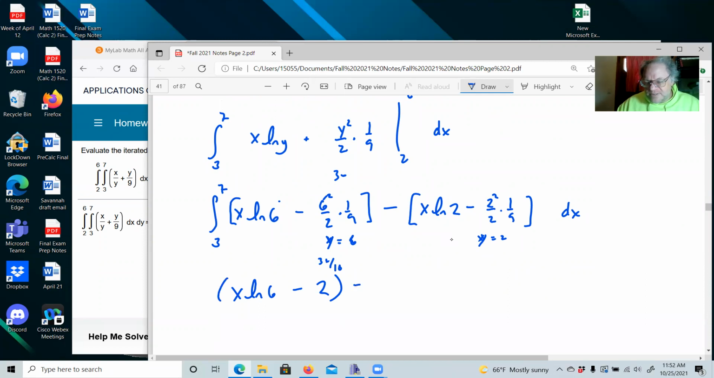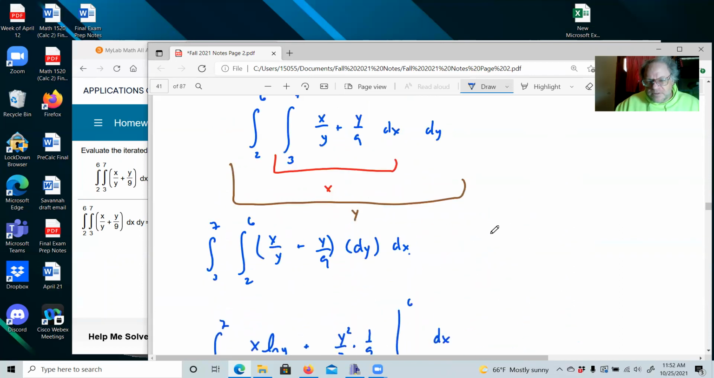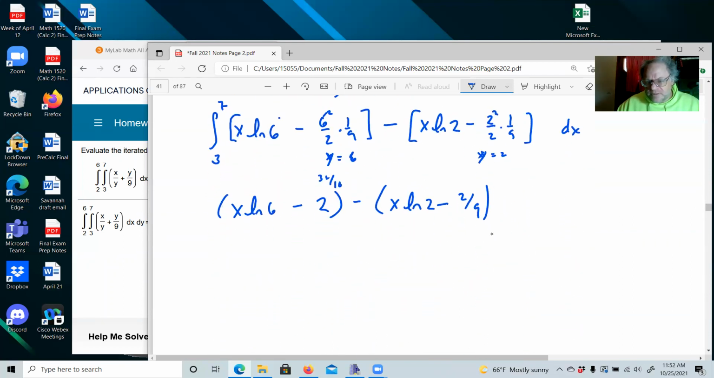Okay, minus x ln 2 minus 2 squared over 2. Isn't that 4 over 2? That's 2. 2/9. Okay. And there was no x's in that part. Okay, so this is dx here. We still have to integrate from 3 to 7.